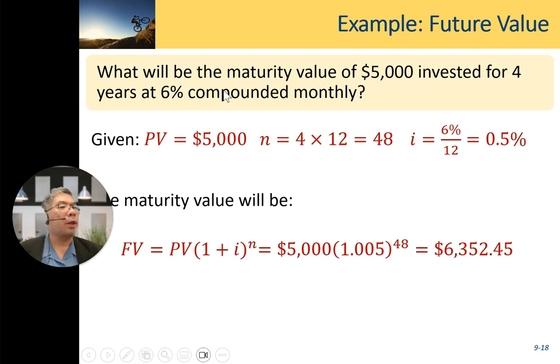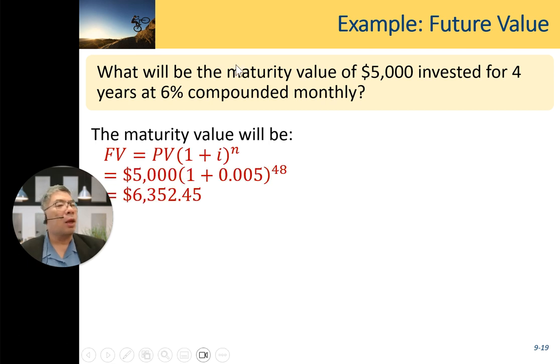So look at the example here. The maturity of 5,000 invested 4 years at 6%. So you're going to plug in the numbers. PV is 5,000 from here. 4 is coming from here times 12. 12 is monthly. You get 48. I equals 6% divided by 12, you get 0.5%. So when you get these details, you're going to plug the numbers into this formula: 5,000, open bracket 1.005, close bracket, to the exponent 48. You get the answer, which is 6352.45. What will be the maturity value of 5,000 invested for 4 years at 6% compounded monthly? The maturity will be the same thing, 6352.45.